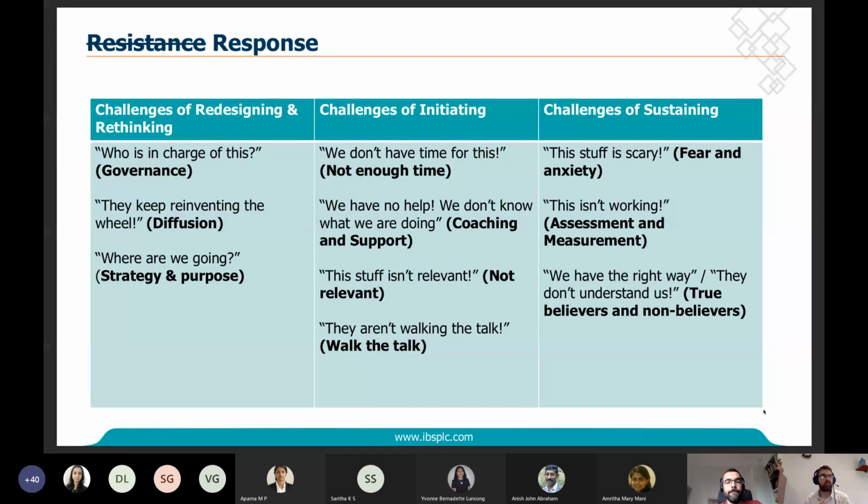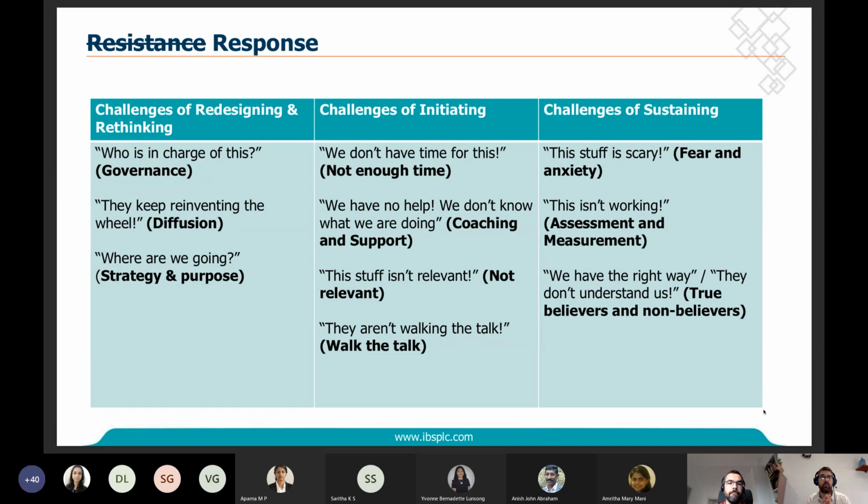Whenever change is introduced, normally we talk about the resistance to change. And what we'd like to offer is, how about we think about the response to change rather than resistance? Because it's a natural response of people whenever change is introduced to have a different answer, to have a different way of responding. And here we've grouped it into three areas of challenges.